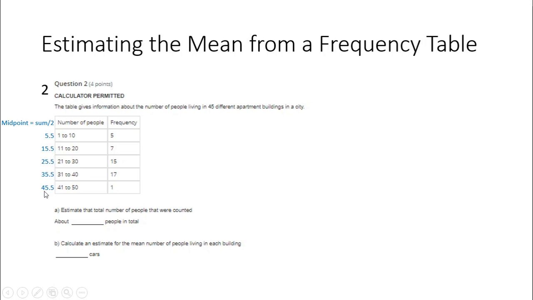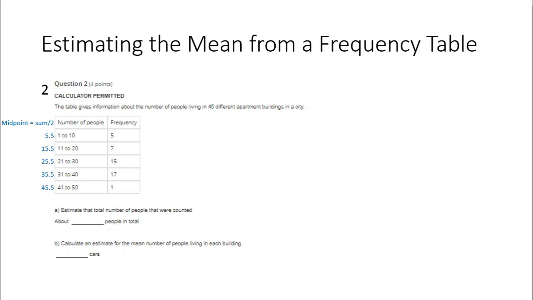But that doesn't give us the exact total because I'm estimating. Some of the buildings may have had more, and some of the buildings may have had less. But by using the midpoint, I'm sort of averaging out. I'm taking a guess, but an educated guess, at what I can expect or estimate the total number of people there were in this building.